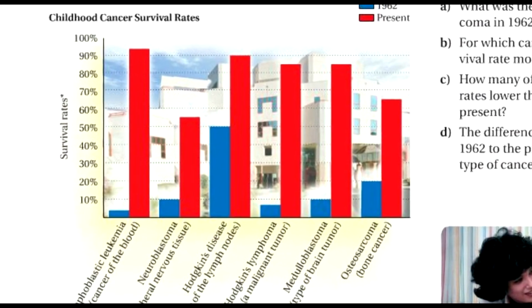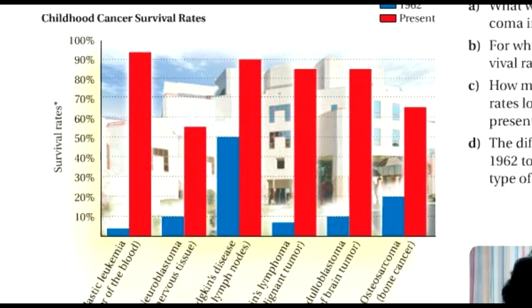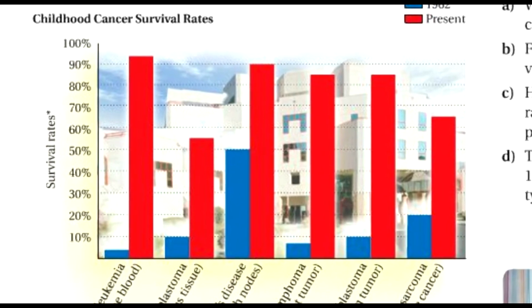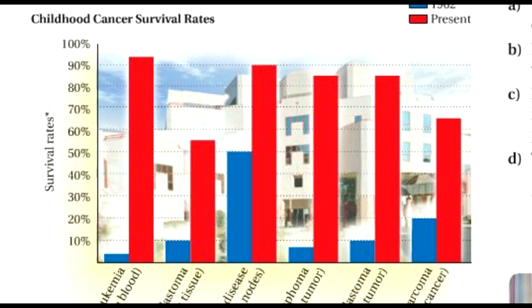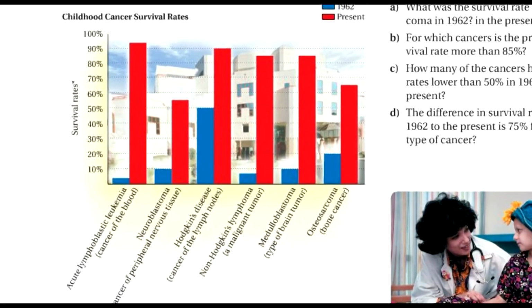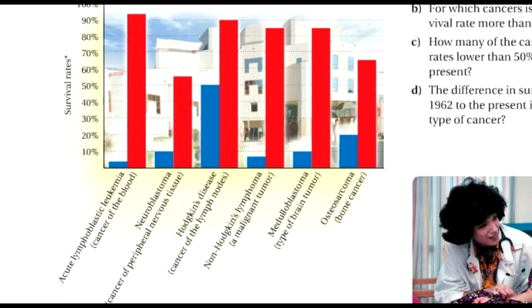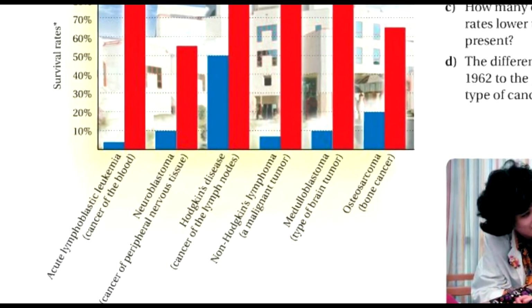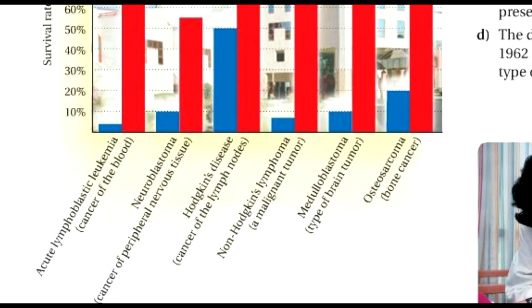Now, looking at this table, which cancer has the highest survival rate in the present day? If you look at it, it's the acute hemoblastic leukemia, cancer of the blood. They have a good survival rate now. And if you look at it, in 1962, they had the lowest survival rate.